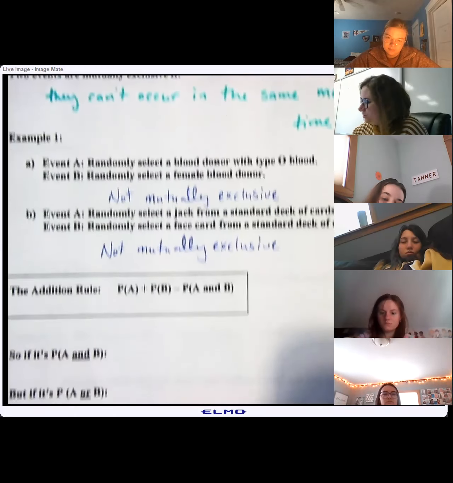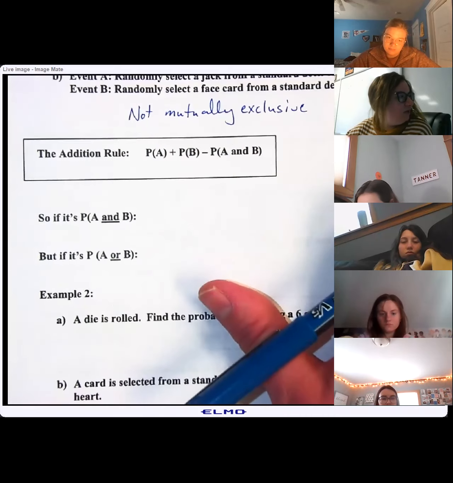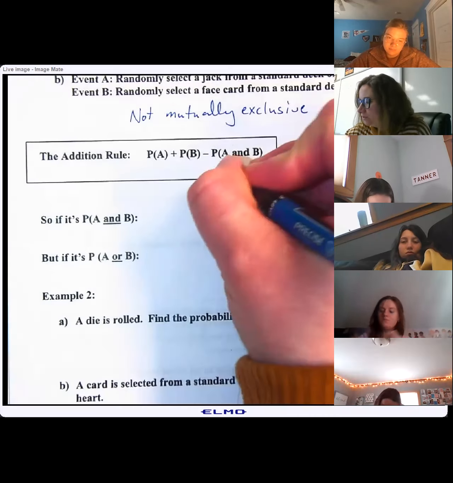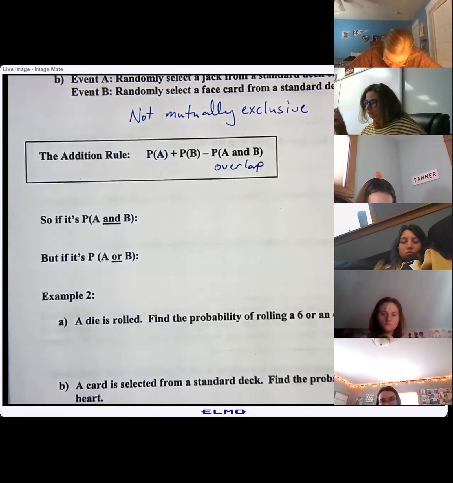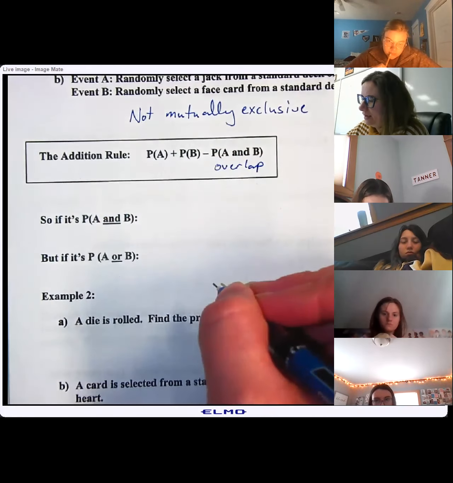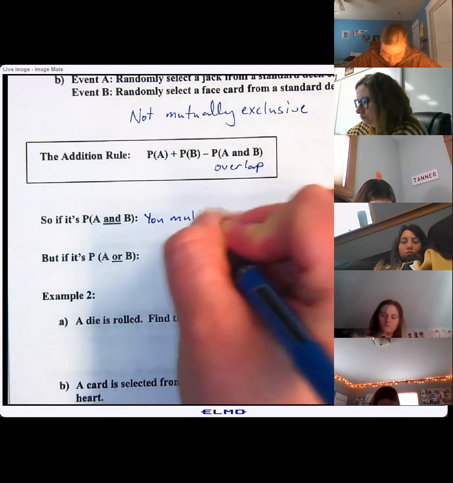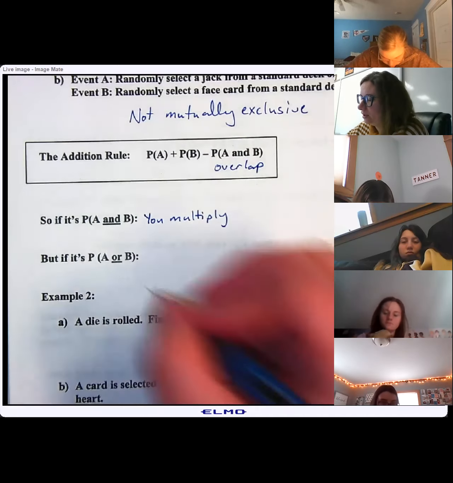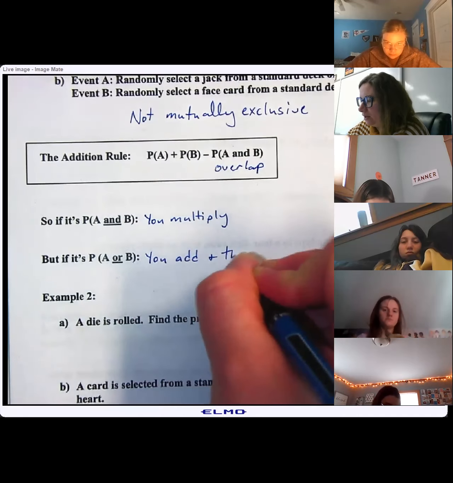Okay, so there's the addition rule. Probability of A plus probability of B minus the probability of A and B, otherwise known as the overlap. So if it's the probability of A and B, you multiply. But if it's the probability of A or B, you add, and then subtract the overlap.